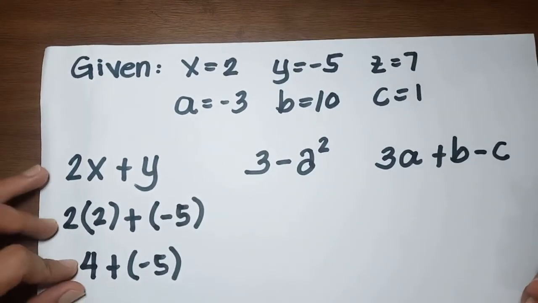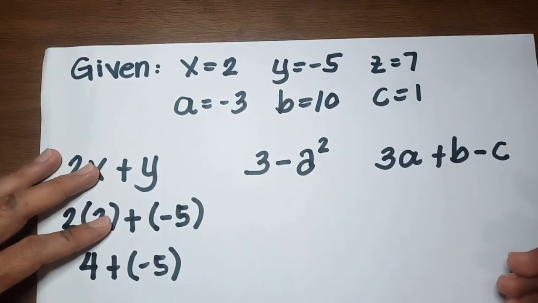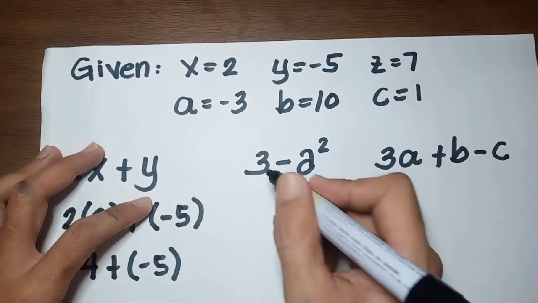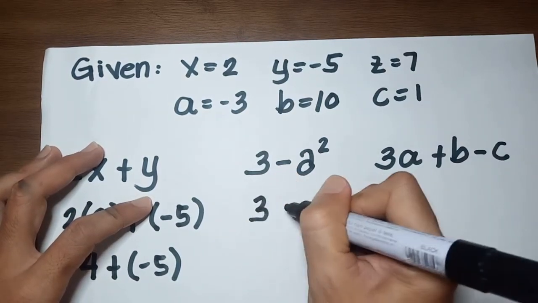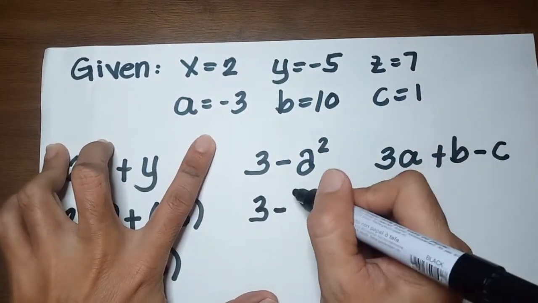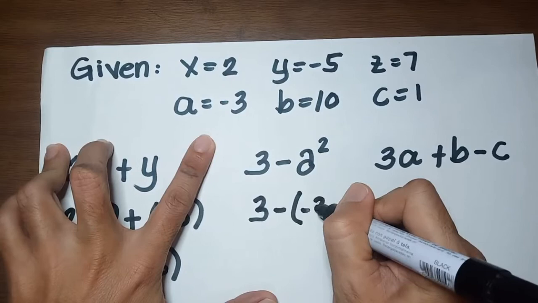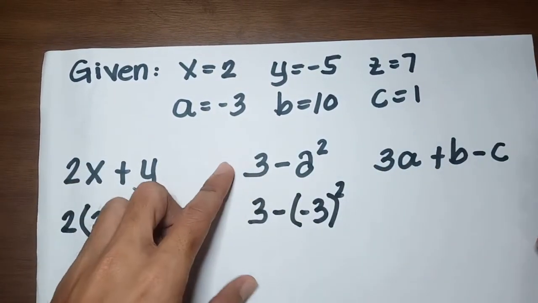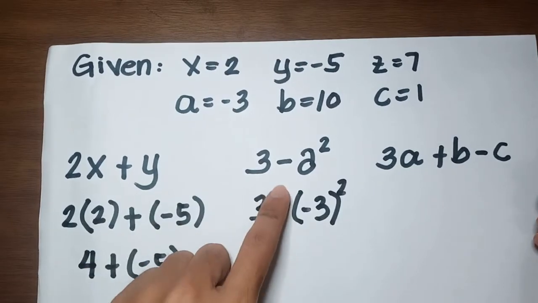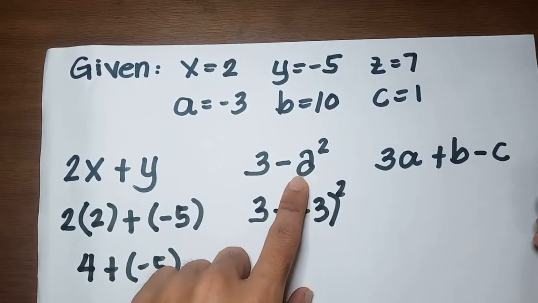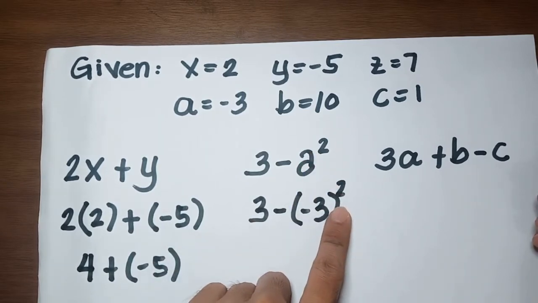Let's proceed to the next example. For example, we are given 3 minus a squared. Okay, we substitute the value. We have the 3 here, minus, our a is -3, so change that with -3. Then we copy the square. Again, we copy 3, we copy the minus, then our a is -3, so we change a with -3, and we copy the exponent 2.